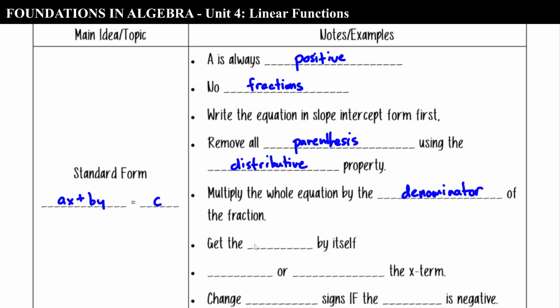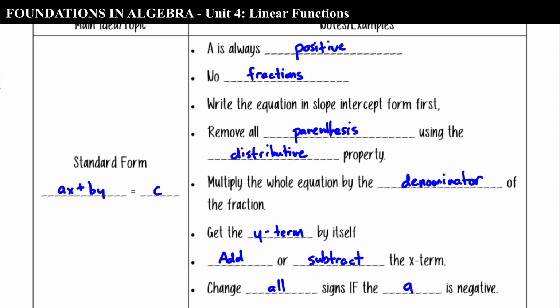Then we're going to get the y term by itself to start, and that's all of having it in slope-intercept form. You're going to have the y by itself. And then we are going to add or subtract the x term, depending on how you're going to move it from one side to the other. And then you're going to change all the signs if the a is negative, if your x term is negative. All right, so with all of that being said, let's do some examples.